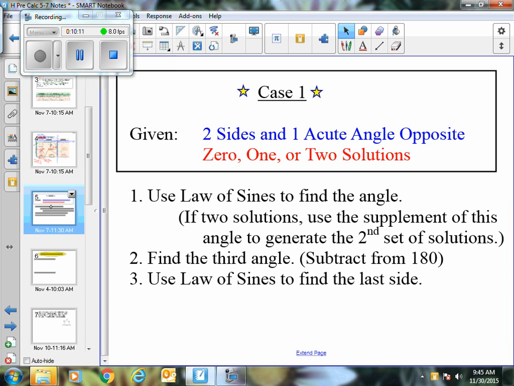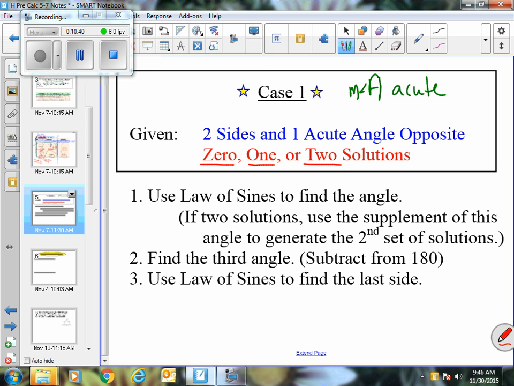All right, so let's start with case 1. We'll dig through this more ambiguous situation. Case 1, remember, is when the angle that you're given is acute. So the measure of the angle, and I'll just call it A because that's what the book is using here, is acute. If the angle that you're given that is opposite the side is acute, that's case 1. There's either none, 1, or 2 solutions in a case 1.